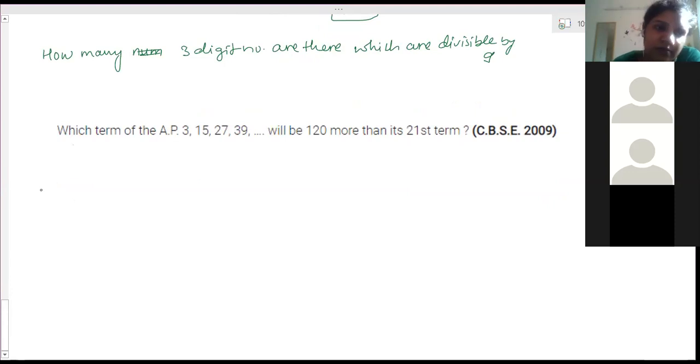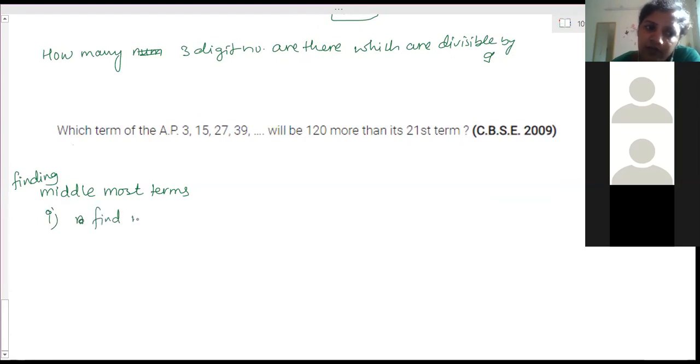For finding the middlemost term, how to find this? First find n. How many terms are there in that AP? You have to find that out first. That is, find n. Now it depends on whether n is odd or n is even. If n is odd, do you remember the median part? Last year you did the median formula.